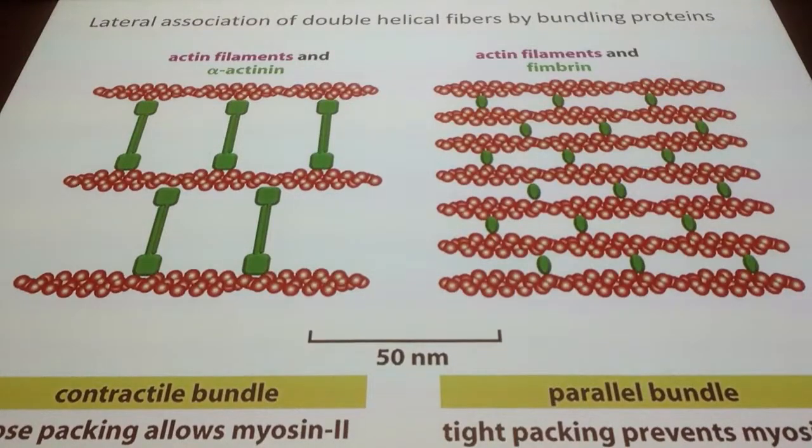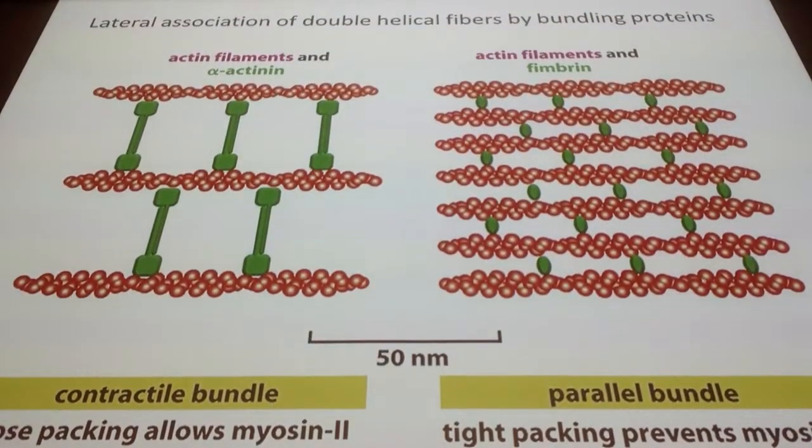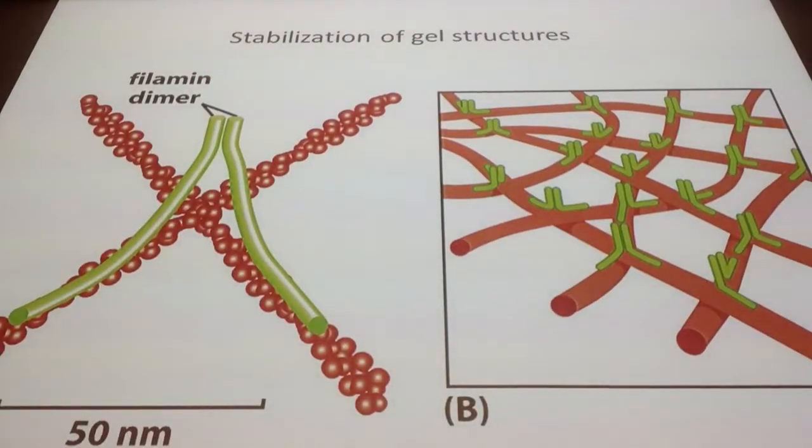Just do realize that the three forms of bundling or aggregation of microfilaments depend on microfilament-associated proteins. Therefore, the gel-like structure also depends on microfilament-associated proteins. In this case, it's filamin, but again, don't try to memorize these names. It's not necessary. Just know that microfilament-associated proteins are involved in bundling or aggregation.